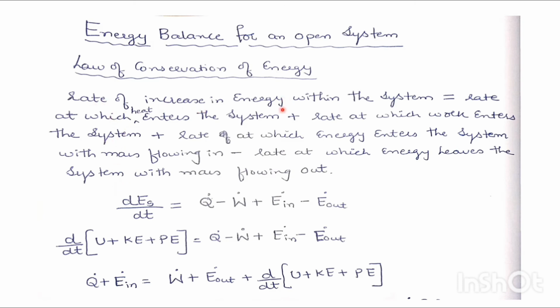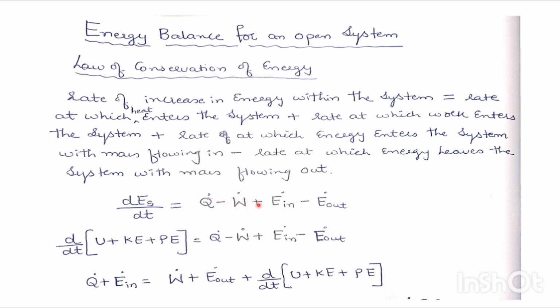So the rate of increase in energy within the system, how will we represent it? dE_s/dt, because E indicates the total energy. So the rate of increase in energy within the system is represented by dE_s/dt, equal to Q dot, which indicates the rate at which heat enters the system, minus the rate at which work enters the system. Why is it minus? Work is done on the system here. Heat transferred to the system will be positive. Here work is done on the system, so definitely work will be negative here.